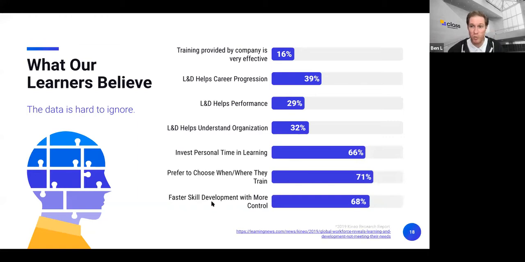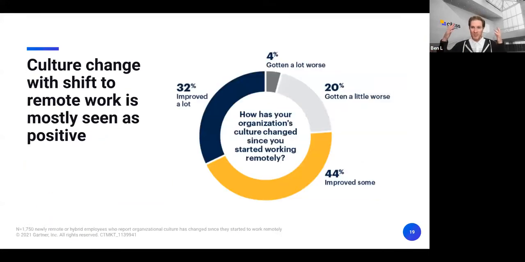Some of the information we sometimes miss. There are a lot of people that want to invest personal time in learning. There are a lot of people that want to control when and where and how they learn. More skill development, more control. These are adult learning principles, right? 101. People want influence. People want impact. They want to control and have input, and they need things to be relevant. Not only that, listen to this. People want to work remote. They love working remote. It's a positive thing for almost everybody in your organization.